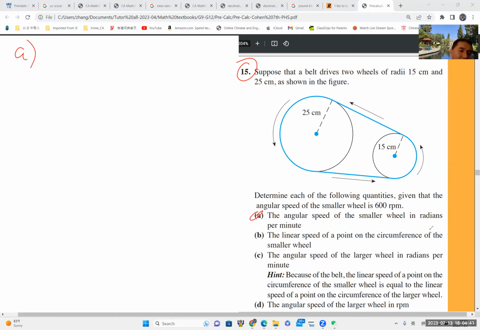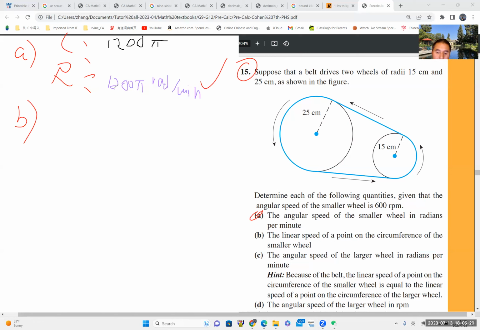If you know the answer, just write on screen. For example, here for Neo, here for Ray. Anyway, so just multiply 2 pi. Okay, good. Now let's go to part B.